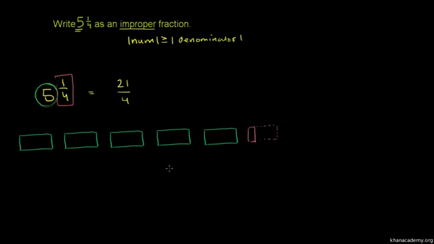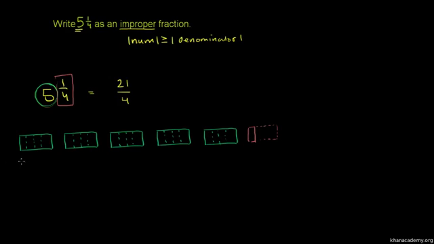To write it as an improper fraction, you can view this 5 as some fraction over 4. To think of it that way, divide each of these into fourths. So this right over here is 4/4. This is another 4/4, another 4/4, another 4/4, and another 4/4. Now, how many fourths do we have? We have 4/4 here, 4/4 here, 4/4 here, 4/4 here, and 4/4 here.